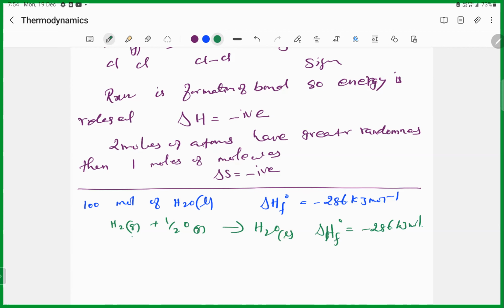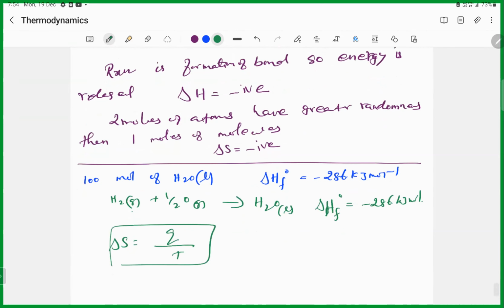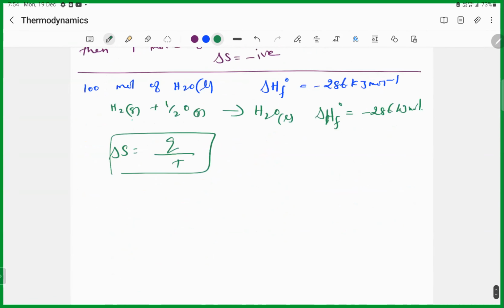Now what they are asking, calculate the entropy. So what is the formula for entropy? Delta S equal to Q divided by T. This is the formula for entropy. So what they are saying, 1 mole of water molecule is formed, 286 kilojoule per mole of heat is released. So the heat is absorbed by the surrounding. Correct? Heat is absorbed by the surrounding.